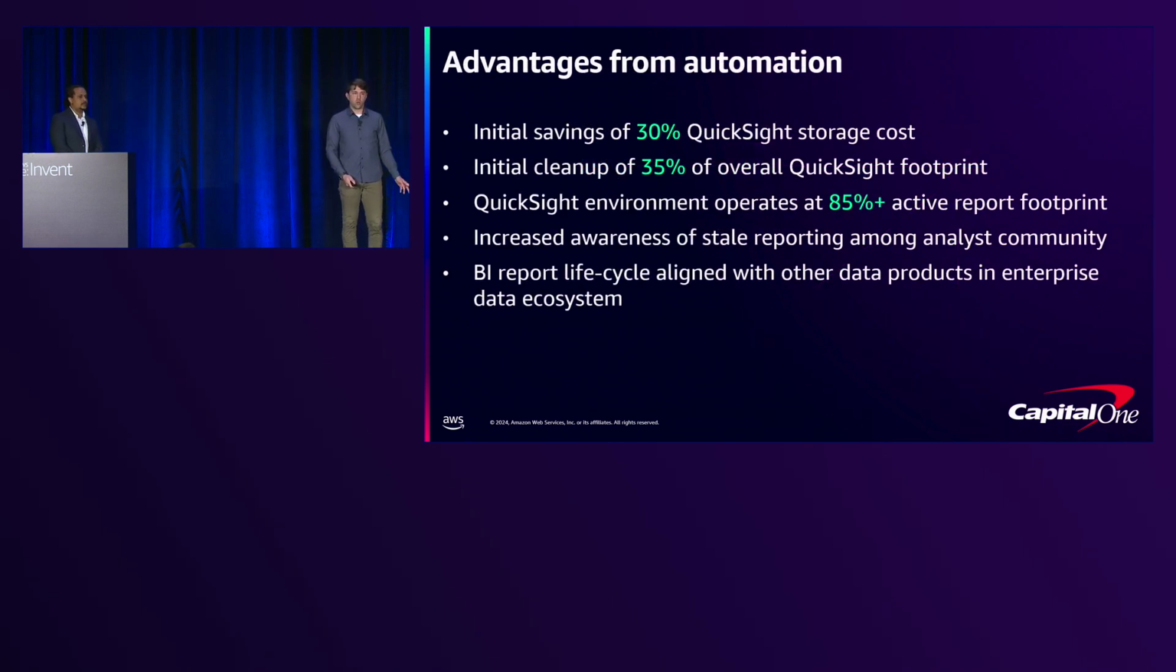And we saw some both short and long-term advantages of this cleanup process. We initially, right off the bat, saved 30% on our SPICE costs. We also cleaned up 35% of the dashboard inventory. And today, we're still seeing improvements. We maintain an 85% active report inventory. So 85% of the reports in QuickSight today have been accessed in the last 30 days. And we've aligned with other enterprise tools in the enterprise portfolio, like our Data Lake and Snowflake, for example, which have similar cleanup policies.